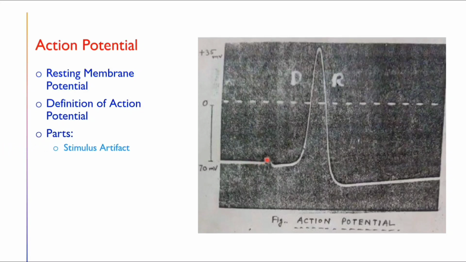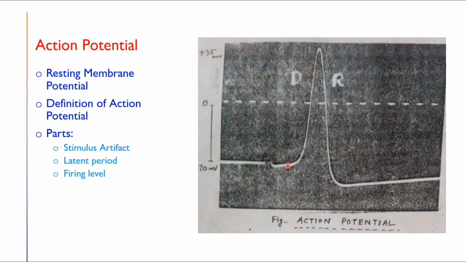First is stimulus artifact. Here, if you can see, there is a small spike that is produced. It is because of the stimulation of the nerve, and that small spike is known as stimulus artifact. After that, there is a straight line, this baseline, which is the latent period. Chemical processes are happening, but electrically nothing is shown, so it is known as latent period. Nothing is happening electrically, but chemically there are lots of processes happening.